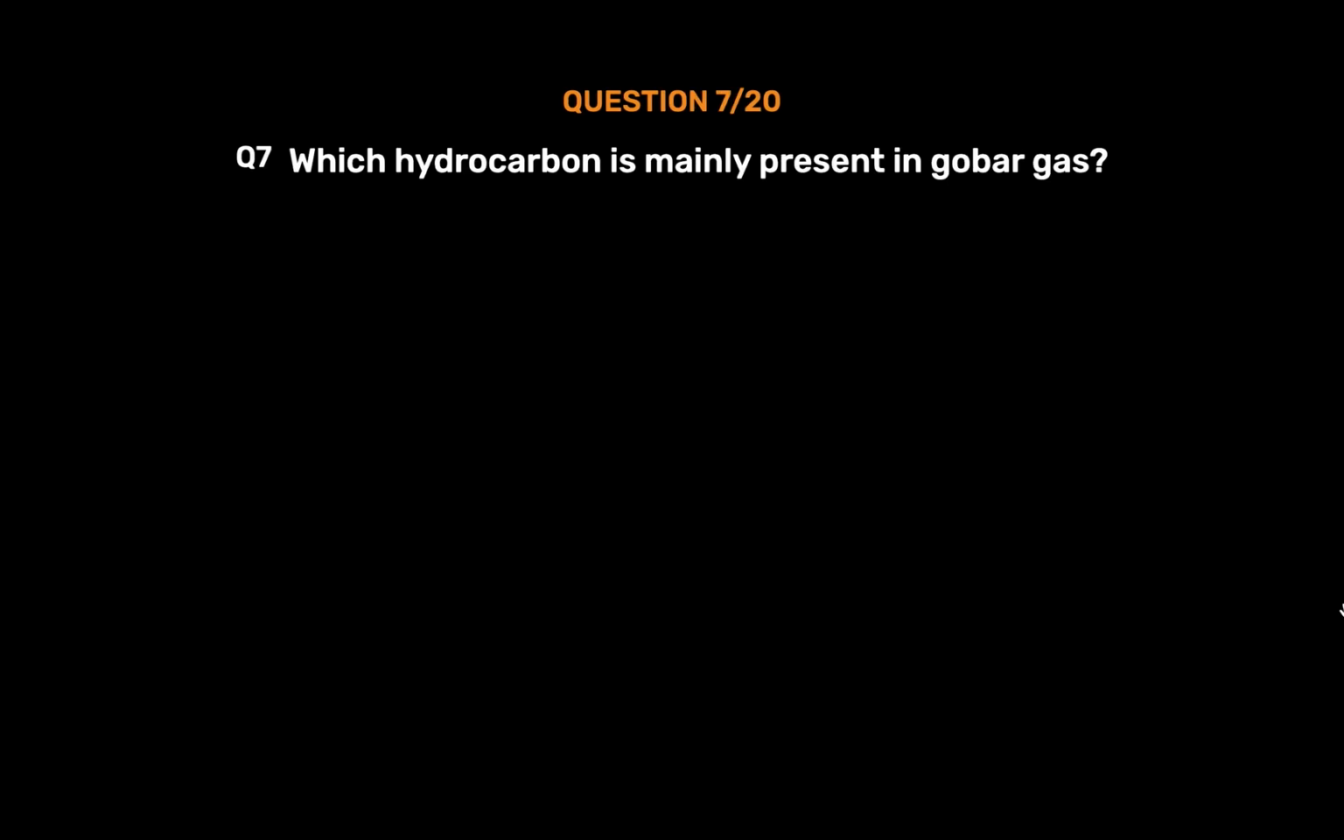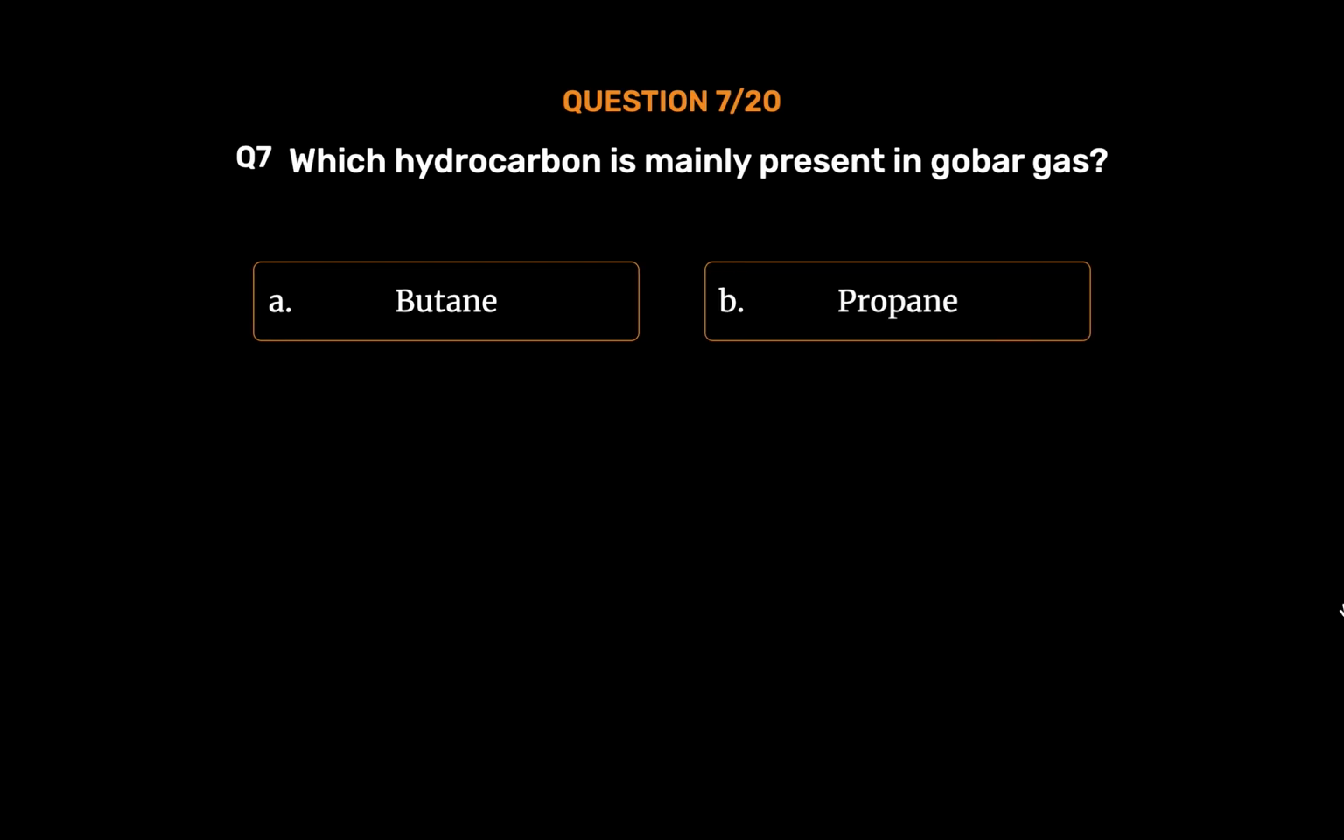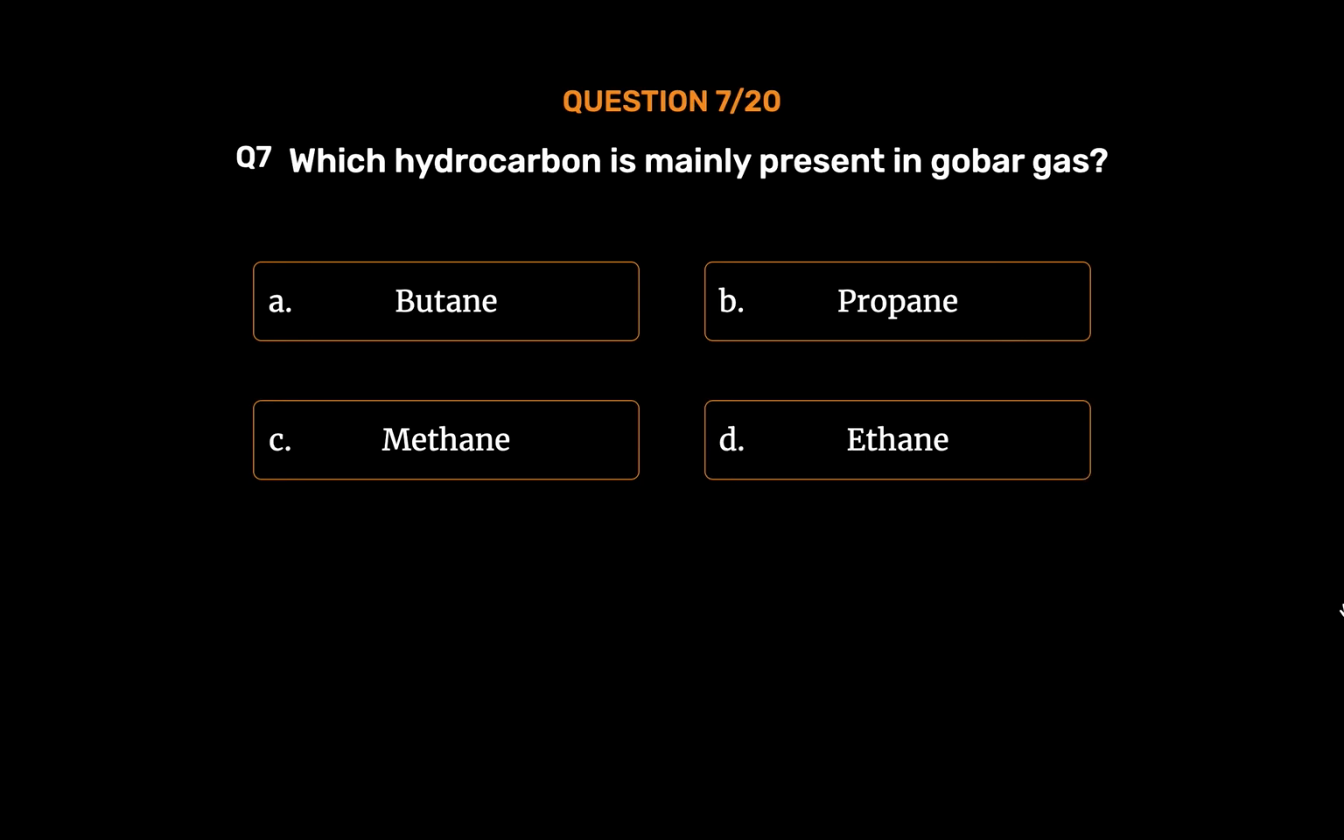Question number 7. Which hydrocarbon is mainly present in gobar gas? Option A, butane. Option B, propane. Option C, methane. Option D, ethane. The correct answer is option C, methane.